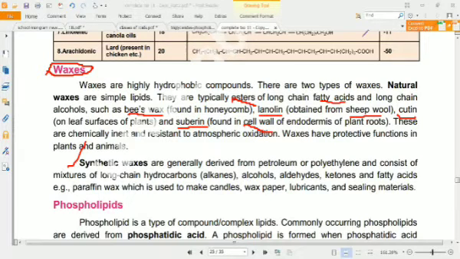Okay, so now we will see synthetic waxes, which are generally derived from petroleum and polyethylene. Because they are synthetic, they are made from these products. These are raw materials, and we derive them or make them in industries from petroleum. Like paraffin wax.